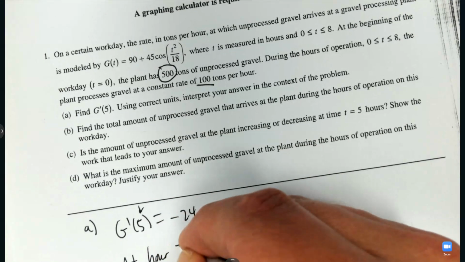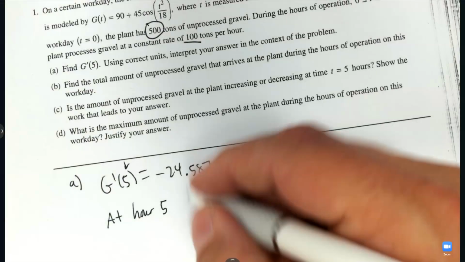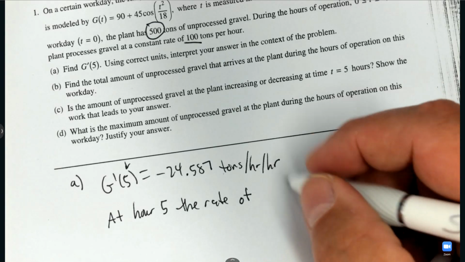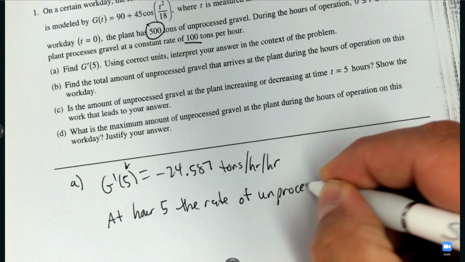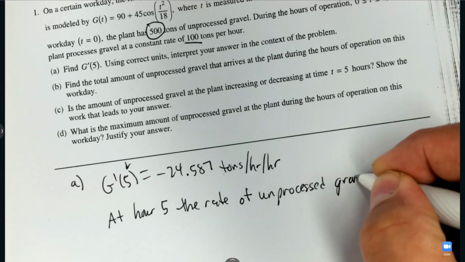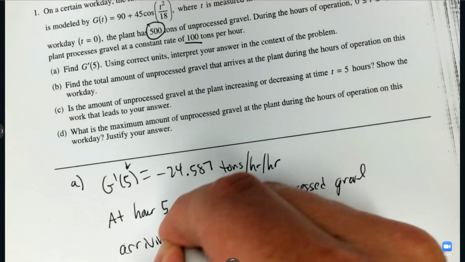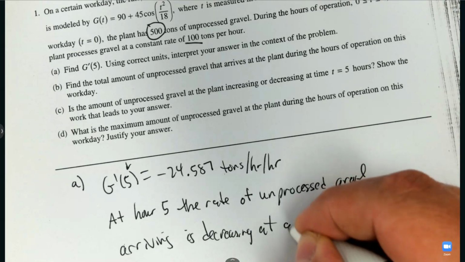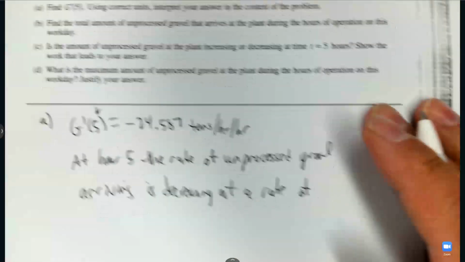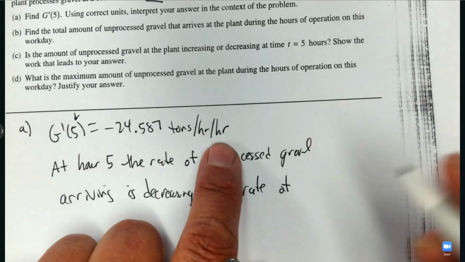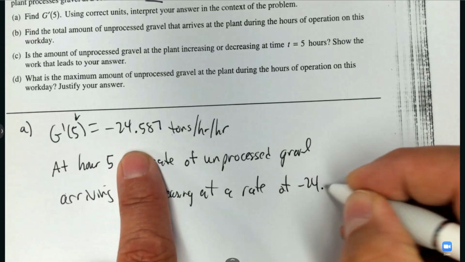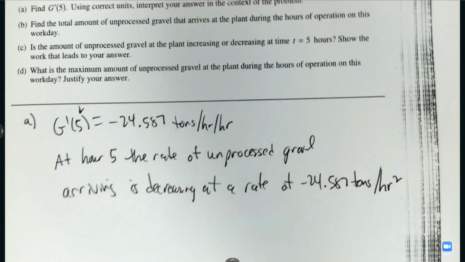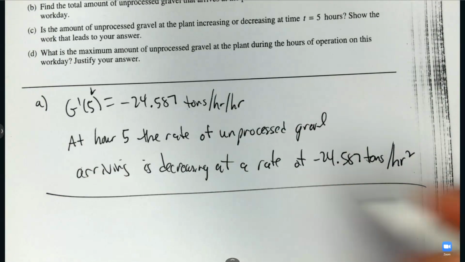So I'm going to say at hour 5, the rate of unprocessed gravel arriving is decreasing at a rate of, so it's a rate of a rate, that's why we have this per hour, negative 24.587 tons per hour, or hour squared. All right, part B.